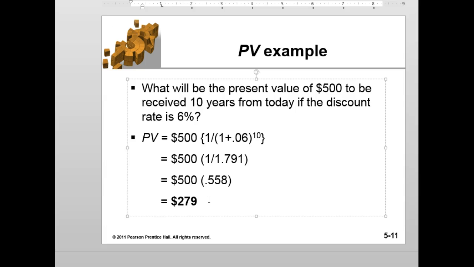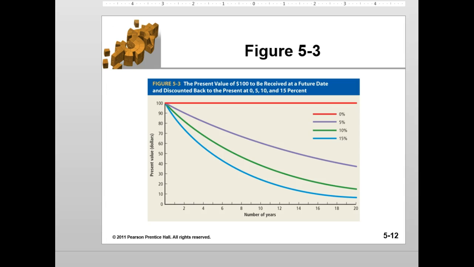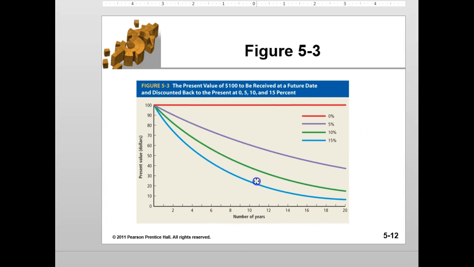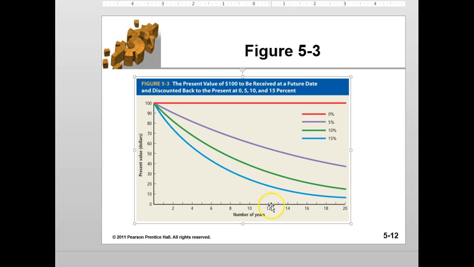So now the reverse is true of this. As you see, you start with 100 and then that value goes down. It sags quite a bit. The further out you go to the end, that value comes down here. So the reverse is true with present value.